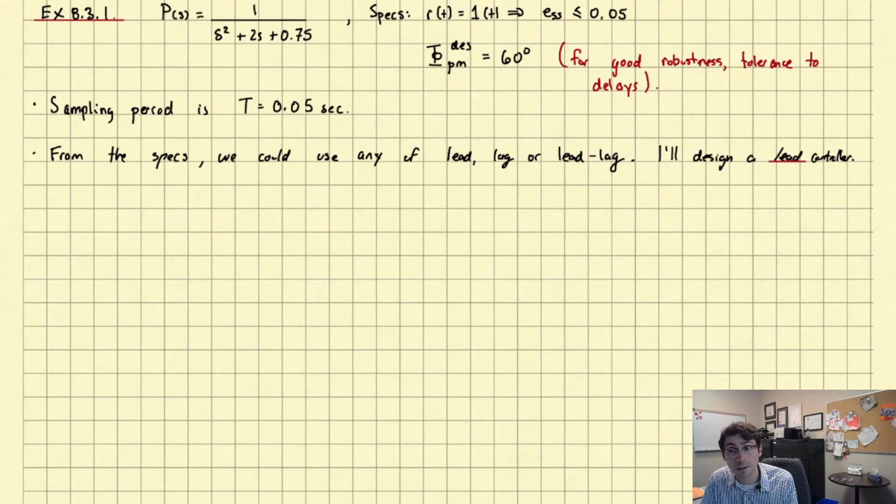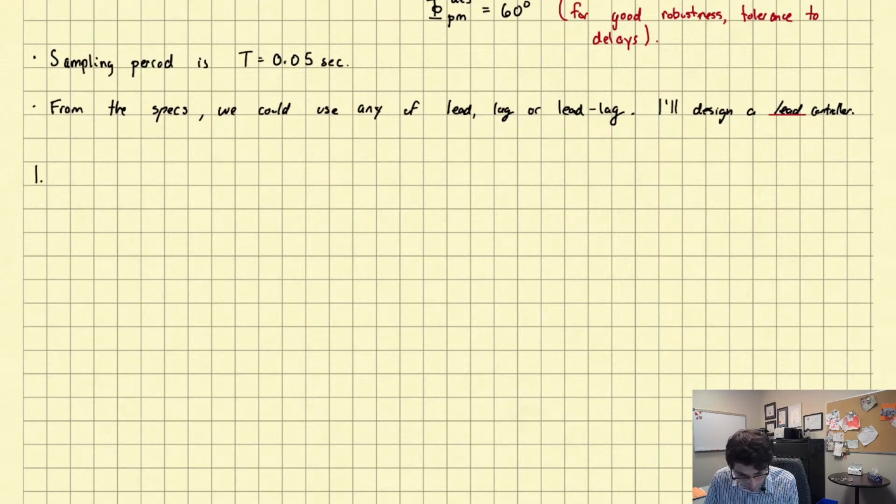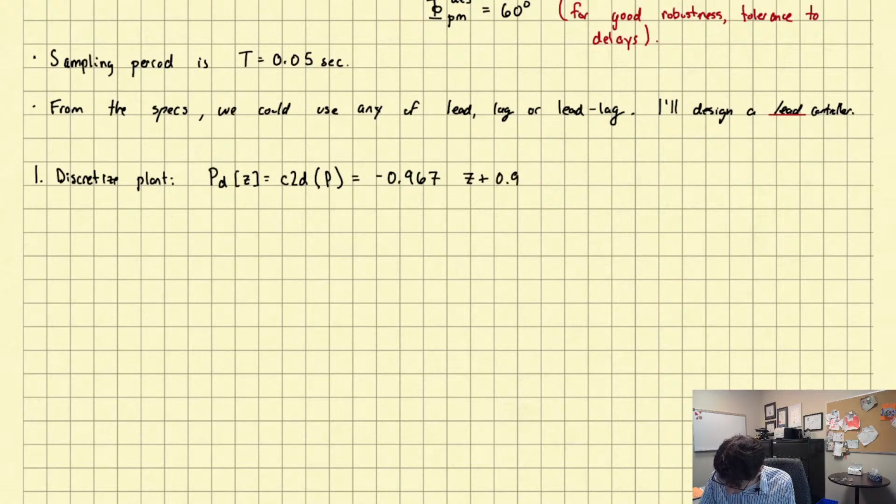Okay. So we just follow the procedure above. So step one, discretize plant. So P sub D of Z in this case gives us... I'm going to run out of time, so I'm going to stop there, but okay. I'll continue from there next time. I've run out of time.